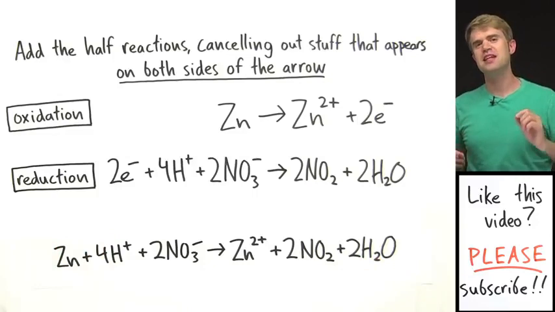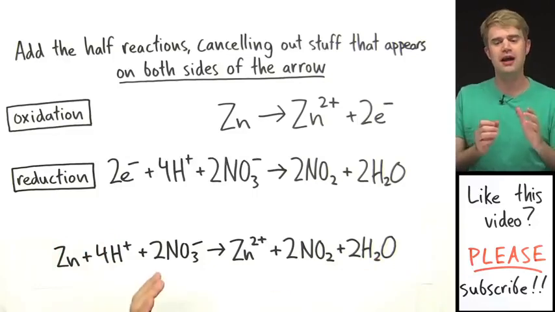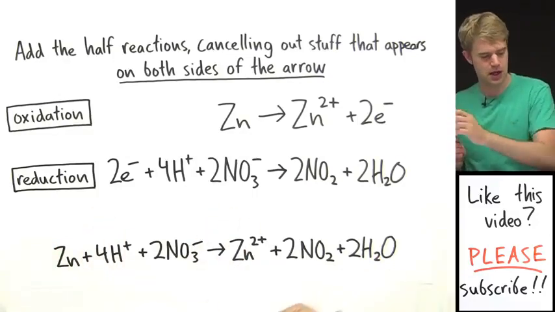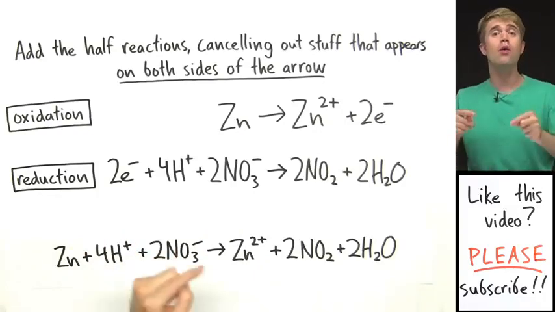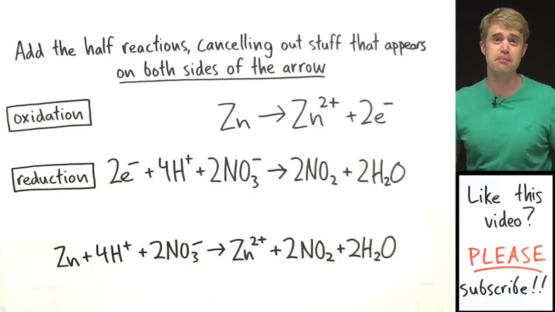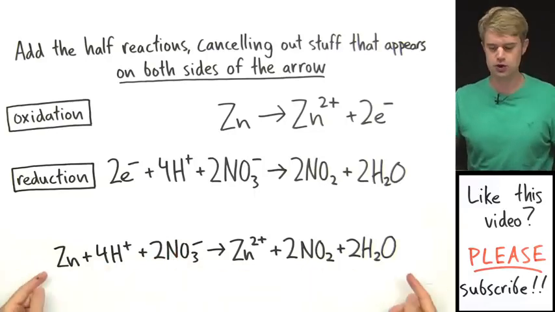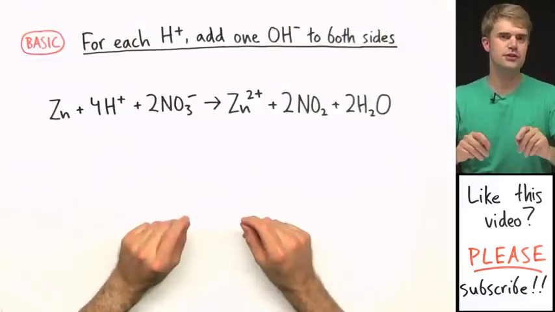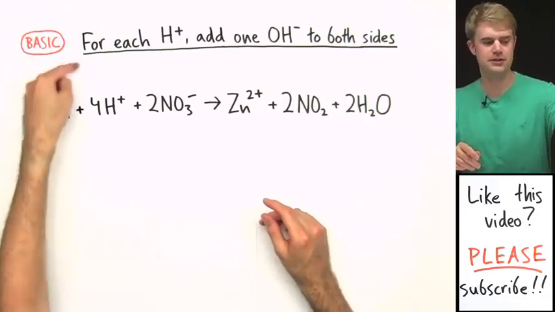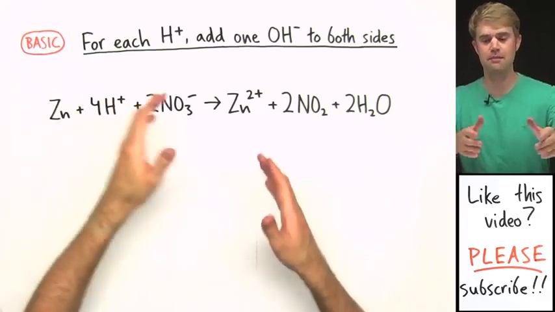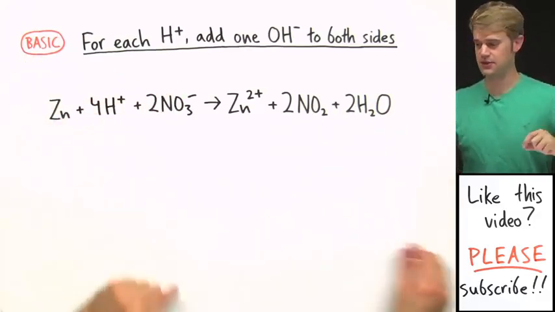But we've got to balance this in basic solution, which means that we're going to have to go through a couple more steps to get rid of these H pluses and replace them with OH minuses, which make things basic. So let's start to turn this into a basic equation. Here's the first step that we use only for balancing in basic solution. That's why I put this little "basic" above here. This is an extra step at the end if you're balancing in basic solution.